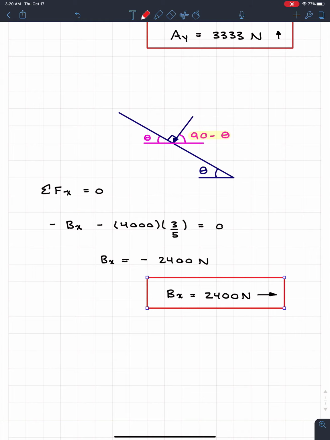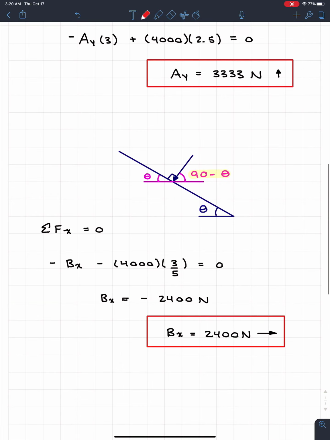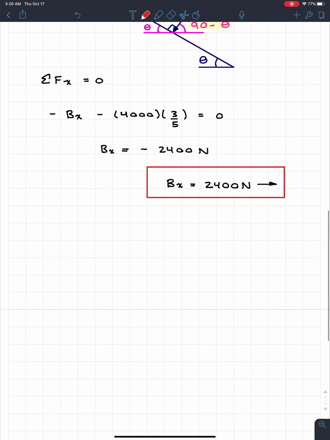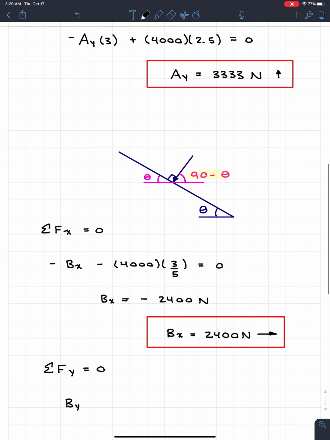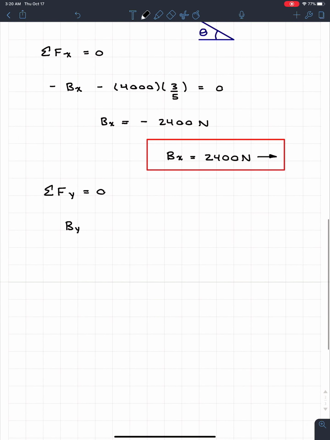Perfect. So we got Bx, we got Ay. If we sum the forces in the y direction, we can solve for By, which is our last unknown. So if we go sum of the forces in y equals 0, well, we know that By is an unknown, and we know that Ay was an unknown, and we know it's going up. So instead of Ay, I'm just going to add in the 3,333 newtons.